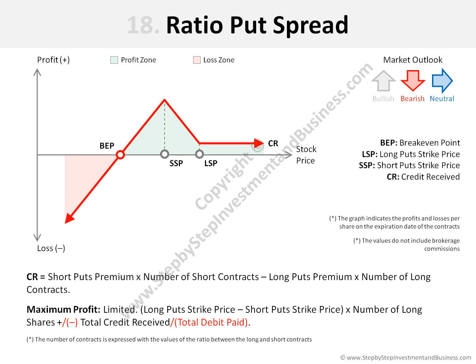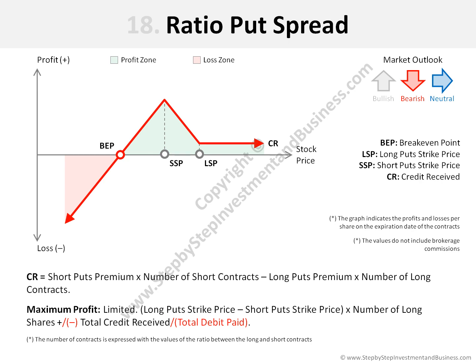The credit received for initiating the position is equal to the premium of the short puts multiplied by the number of short contracts minus the premium of the long puts multiplied by the number of long contracts. That is, the credit received is equal to the premium received minus the premium paid. If the premium paid is higher than the premium received, the trade will be placed with a debit. It is always recommended, if possible, to place this trade with a credit. That is why the graph is shown for that condition. If the trade is placed with a debit, the terms indicated in red must be used in the equations below.